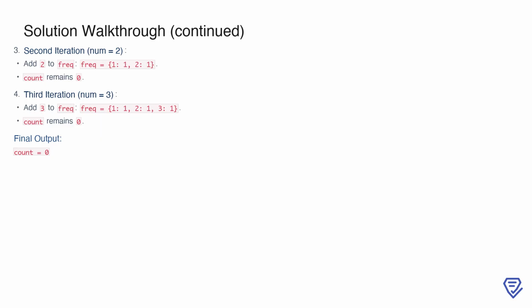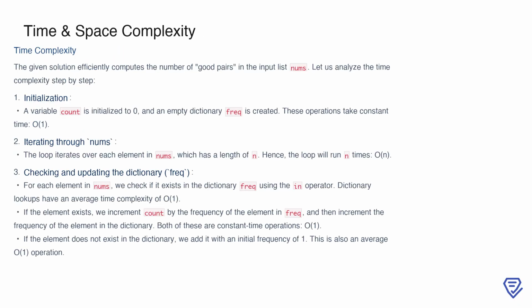This means that at the end of all iterations, the total count is still 0. The final output for this example is therefore 0, as there are no good pairs in the input array. To analyze the time complexity of the given solution, we start by looking at how the operations are structured.